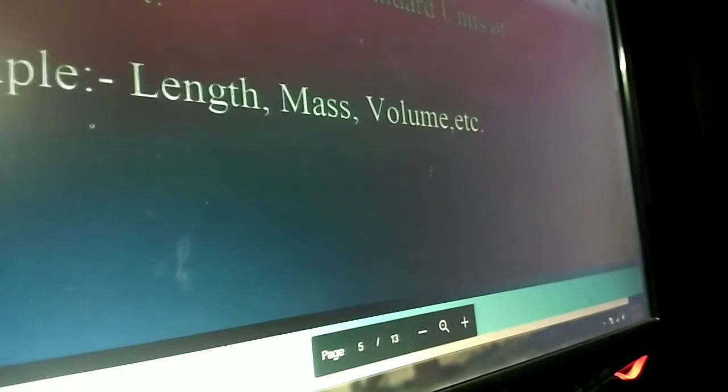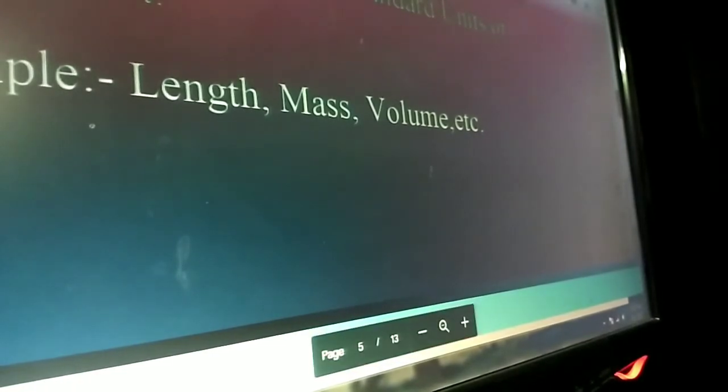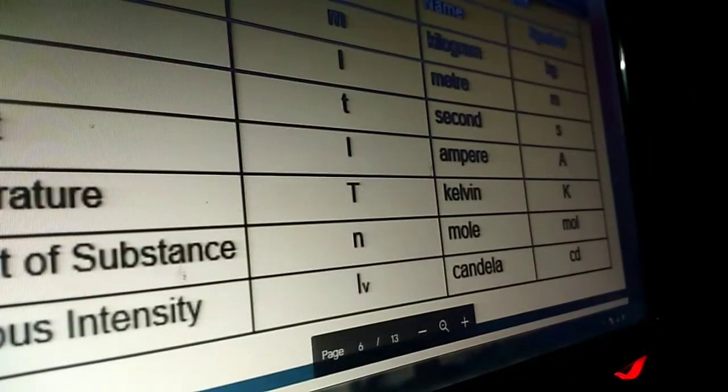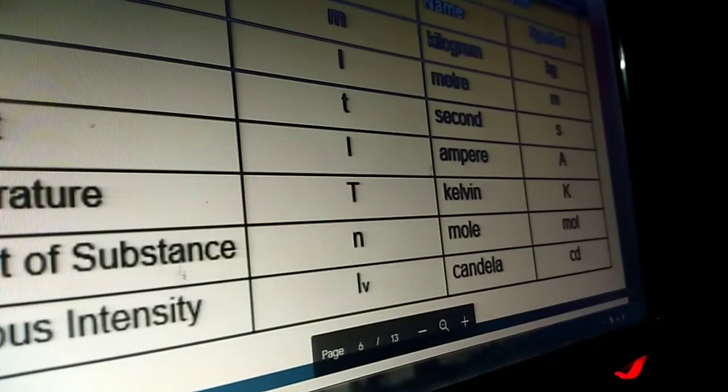So for length, for example, what have we taken? Meter. For mass we will be taking kilogram. In the same way, for volume we will take liter. Now coming to this table, which describes the standard international units.